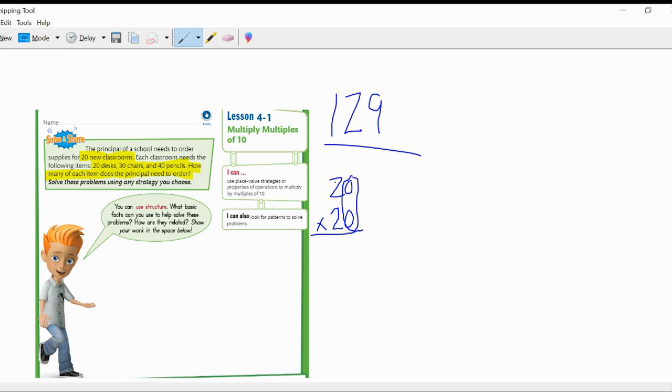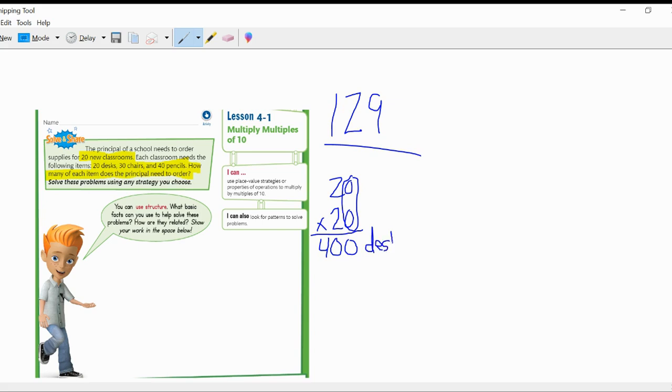And I'm going to do 2 times 2, which 2 times 2 is 4. And then all I'm going to do is I am going to take these 2 zeros and now put them after my 4. So my answer for how many desks we need would be 400 desks.